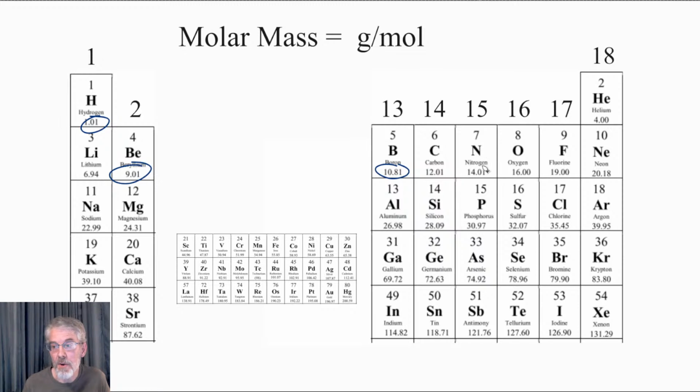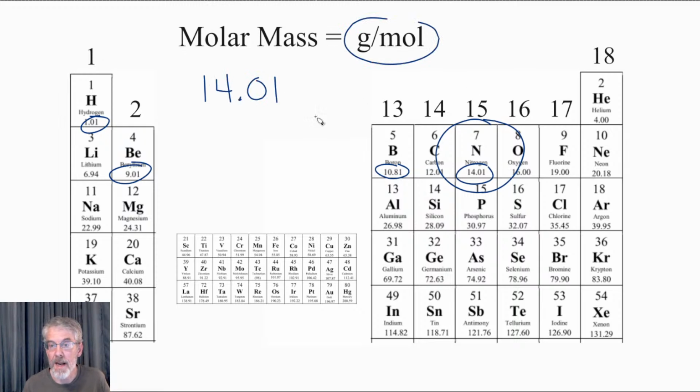So if someone said to you, what's the molar mass of nitrogen? You'd say 14.01 grams per mole. So that's the key. Get those units right. Grams per mole.